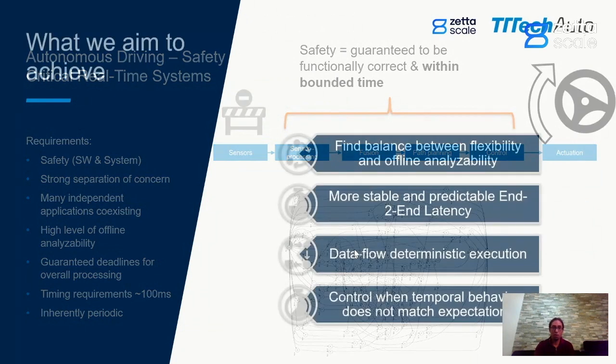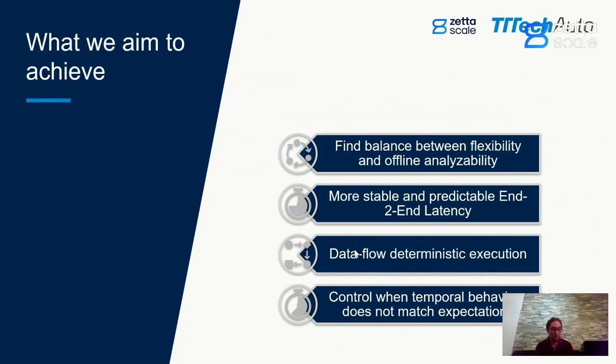So what do we now want, and why is Zenoh-Flow interesting here? First of all, we need a mix between this flexibility that developers really want and this offline analyzability to make the integrators and the safety engineers happy. It needs to be balanced somehow. It's not A or B, because you're just shifting the niceness from one persona to the other. We need to find a balance. We need predictable end-to-end latencies of this overall processing. We need a very deterministic execution. In our case, we're going for data flow determinism, and we need to control when something is not working as intended, right?